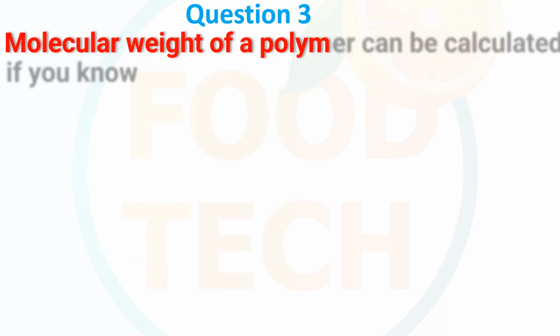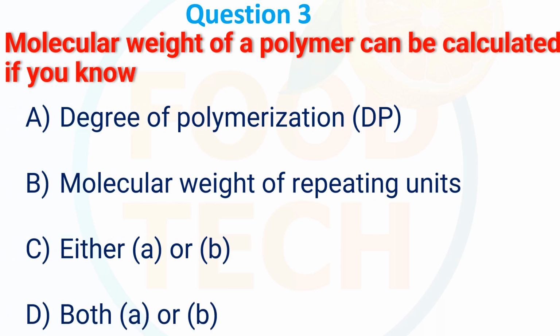Molecular weight of a polymer can be calculated if you know: A. Degree of polymerization, B. Molecular weight of repeating units, C. Either A or B, D. Both A and B. The answer is D. Both A and B.